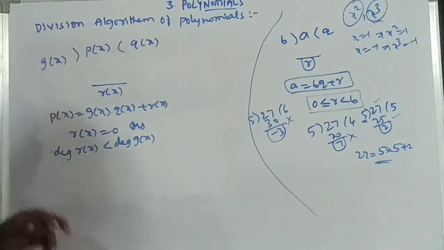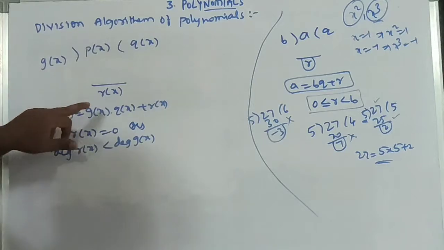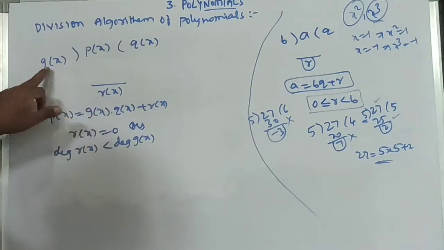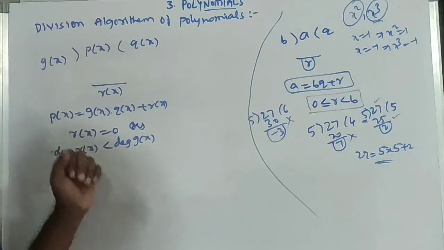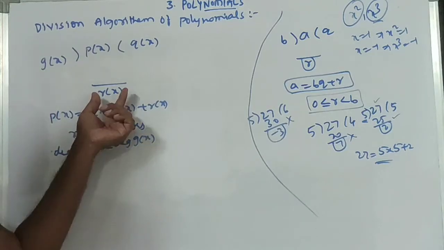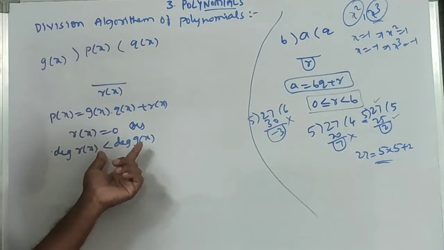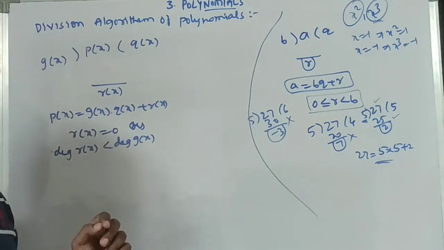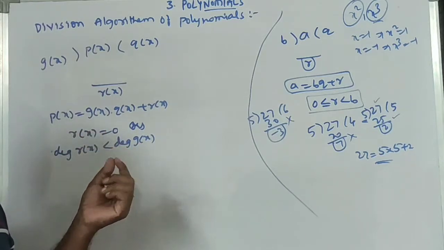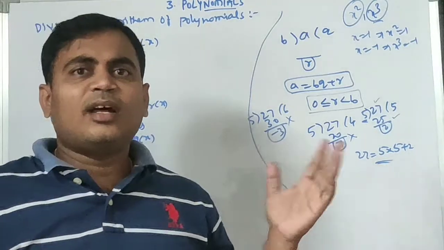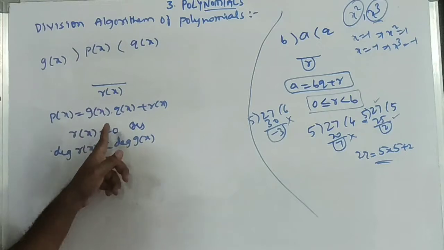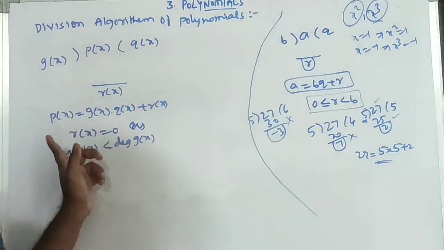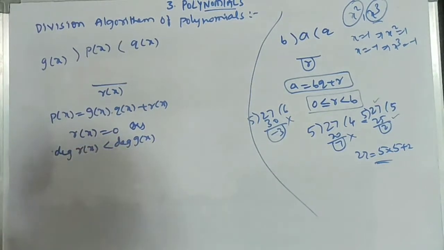So here the divisor is g of x, the degree of r of x should be less than the degree of g of x. So this is the condition. Next, r of x degree is always less than the g of x degree. So r of x may be 0. If r of x is equal to 0, the degree of 0 is not defined. That's why we are not including this one. Either r of x is equal to 0 or degree of r of x is less than degree of g of x.